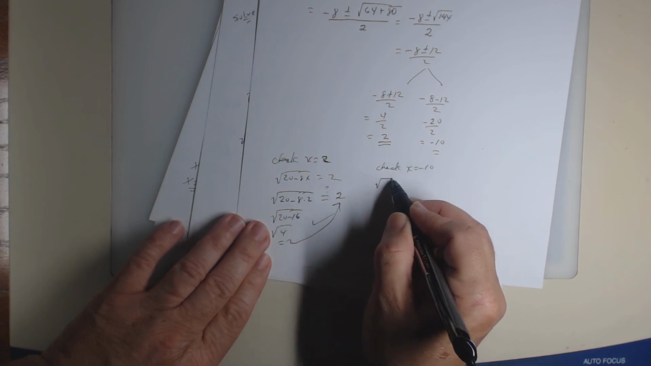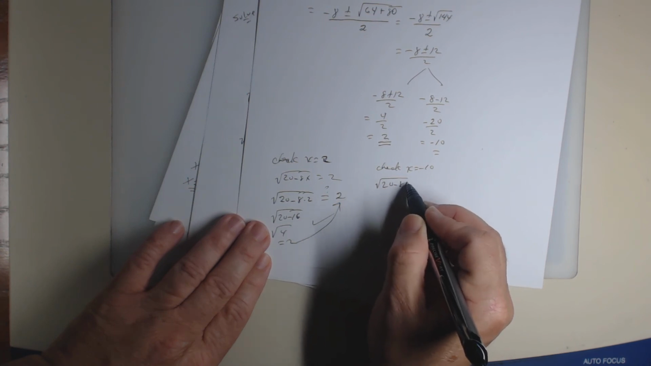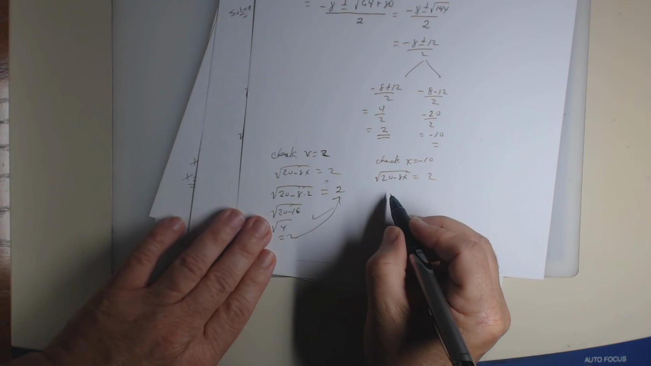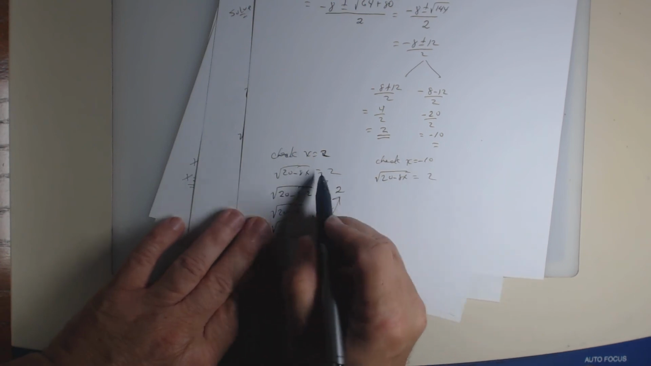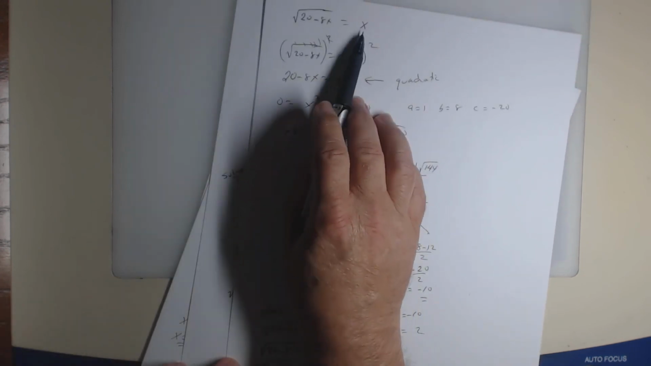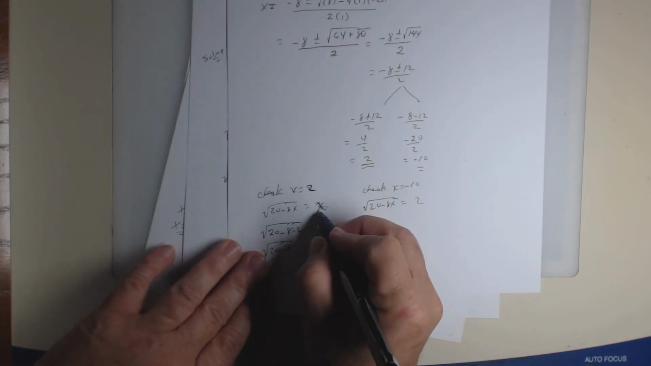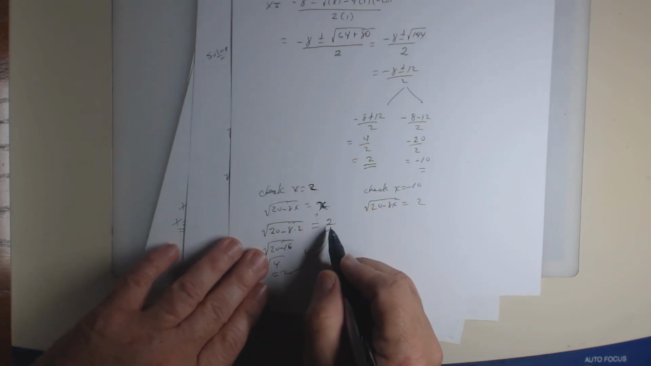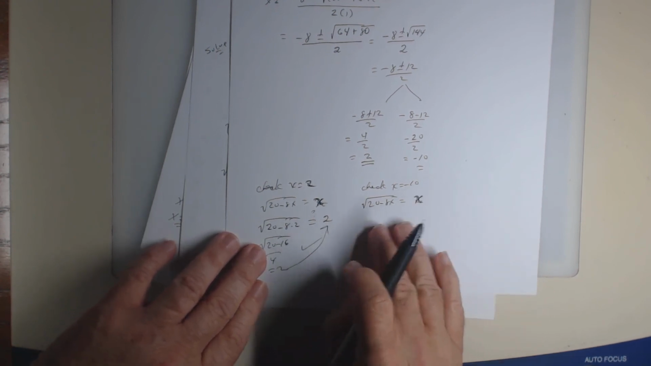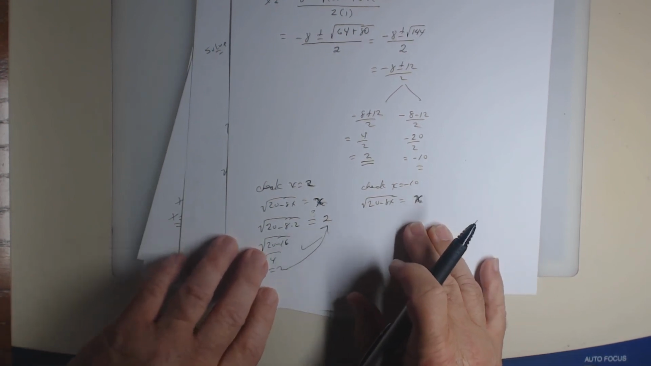All right, let's check this one. Go back to the original. Here's the original. Oh, I'm sorry. Excuse me, that was not a 2. The original was not a 2 right here. It was x. Excuse me, I messed up. But I plugged in 2. So this is x, right?